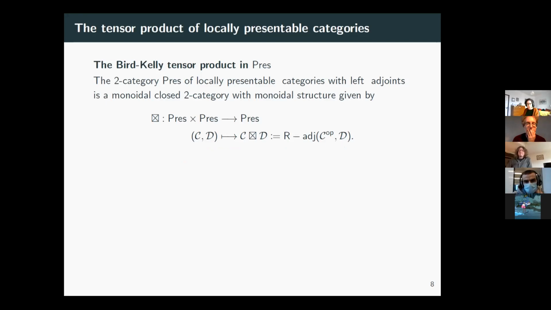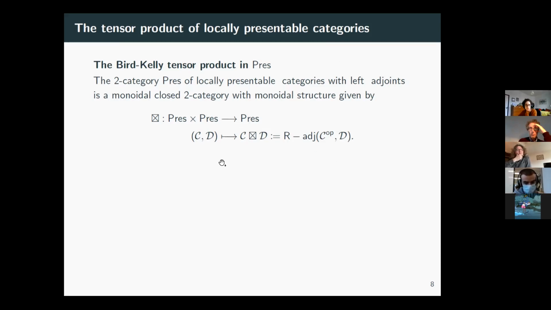So Bird and Kelly introduced, well, Bird in his thesis, using Kelly's previous results, introduced a tensor product of locally presentable categories, where he takes locally presentable categories as objects, one-cells given by the left adjoints, and then natural transformations between those. He shows this is a monoidal closed 2-category with the monoidal structure given as follows. If you have C and D, two locally presentable categories, their tensor product is given by the right adjoint functors from C^op to D.